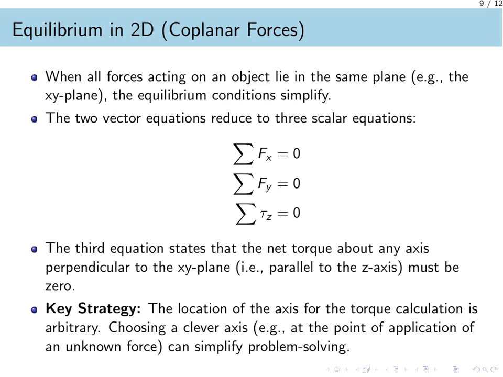This handles rotational equilibrium. The most important strategic insight here is that you can choose any point to be the axis for your torque calculation. This freedom is a powerful tool. For example, if you place your axis at the point where an unknown force is applied, that force's moment arm is zero, its torque is zero, and it vanishes from the equation, simplifying the algebra. For 2D equilibrium problems, using these three scalar equations and a clever choice of axis is the key to an efficient solution.